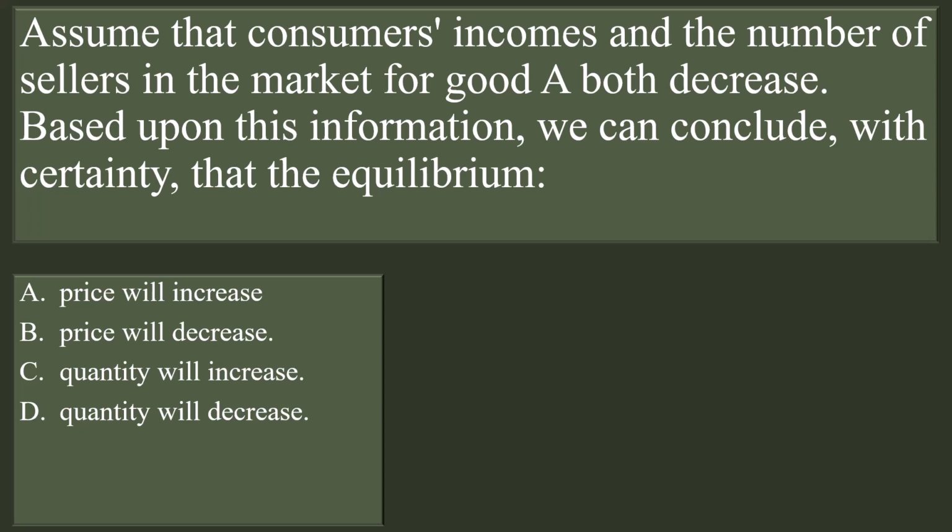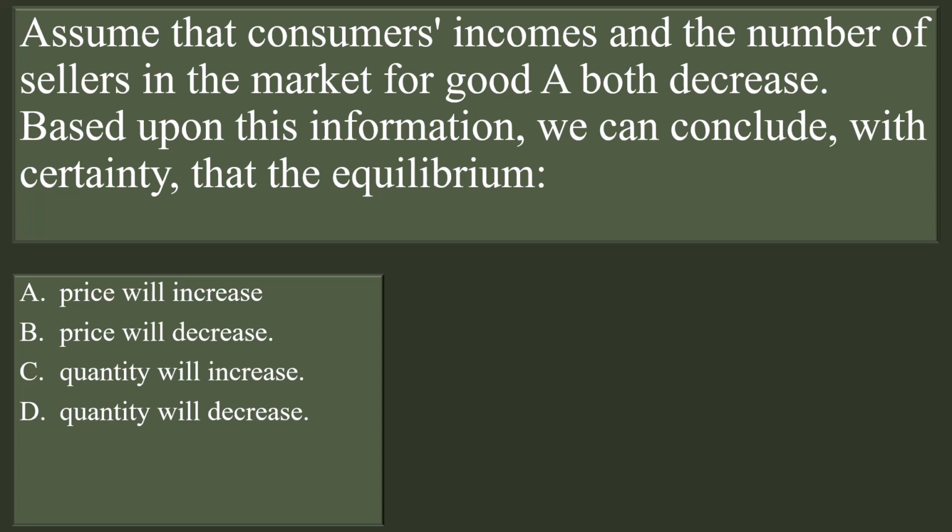Quantity will decrease. But how? We shall examine this. Both demand and supply decrease in this case. When consumers' income falls, the demand curve shifts to the left. A few sellers leave the market, so the supply curve also shifts to the left. The decrease in demand and supply can take place in three ways simultaneously. We have to examine all the three cases before we arrive at the correct answer.